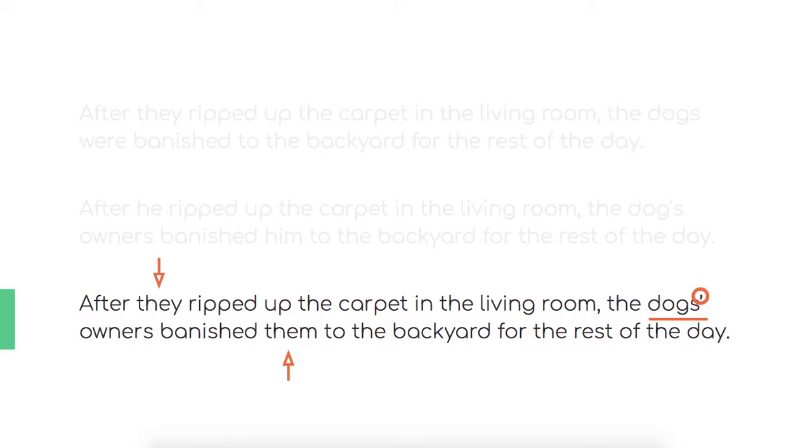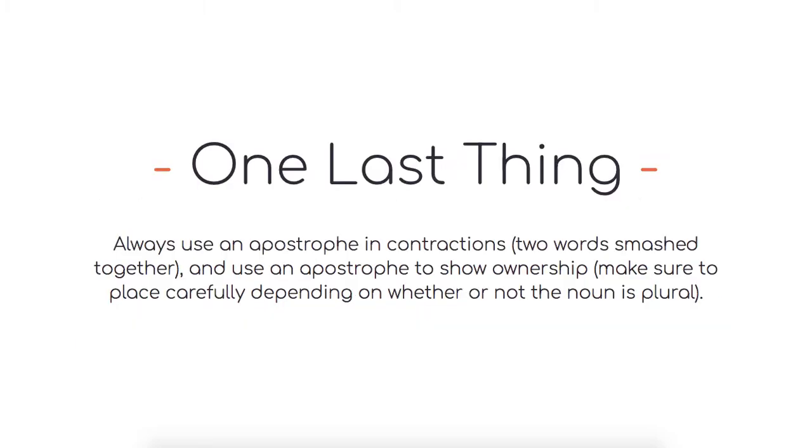So let's look at this a little bit more closely. After they ripped up the carpet, so that they shows us that there's more than one dog. So we know that it's plural. But then we also know that it's possessive because, again, they are attached to their owners. We would say their owners. And because of that, we need the apostrophe somewhere. But because the word is already plural, we are going to put the apostrophe after the S rather than before it.